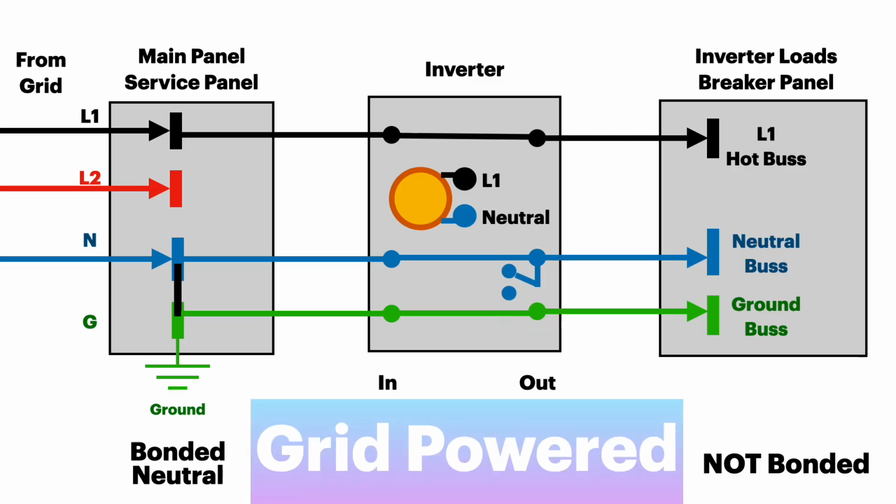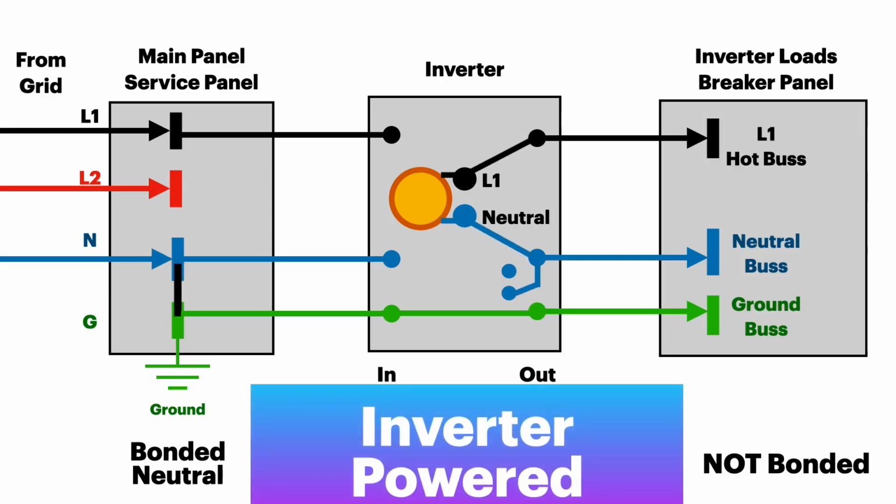And now we're going to go to what this is like in grid powered. We're basically passing line 1, neutral, and ground straight through again. And the bond is in the main service panel. Now, when we switch to inverter power, you notice that there is no bond.